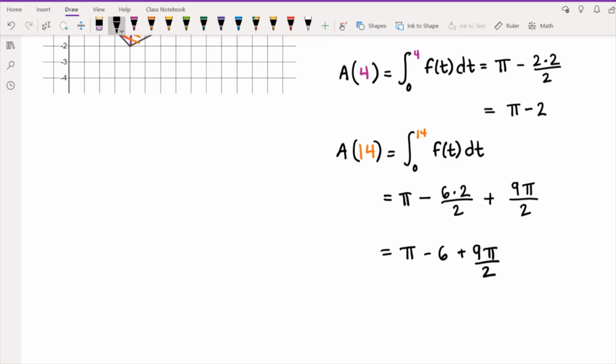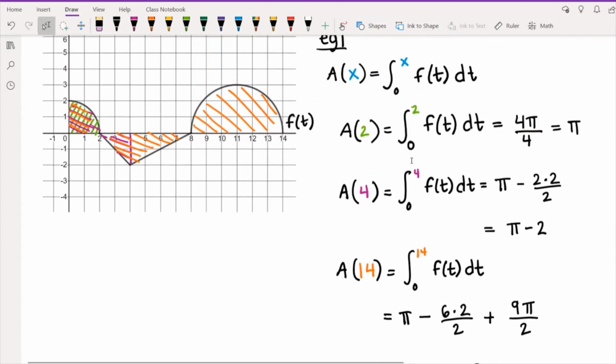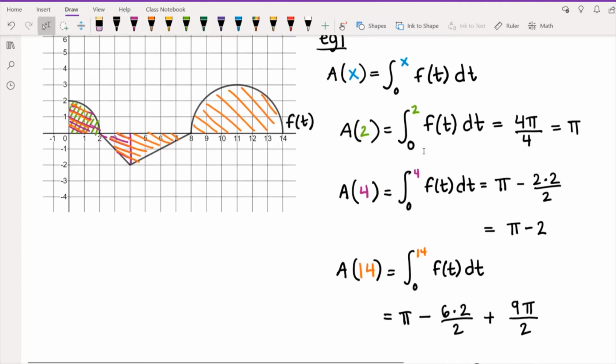And you could make a common denominator or something. I'm not going to worry about that for now. Really, the main thing I just want you to understand is basically what does it mean to evaluate this area function? It just means you're plugging in different numbers for your top bound.